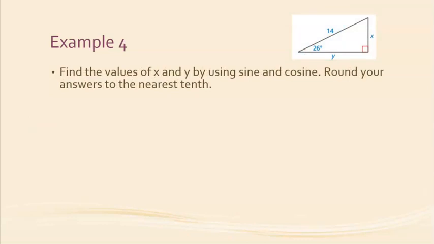Oh, finally. One that's not tangent. So this one wants me to find x and y by using sine and cosine. I have to decide which letter gets sine and which letter gets cosine. So I'll give you a bit to copy it down.